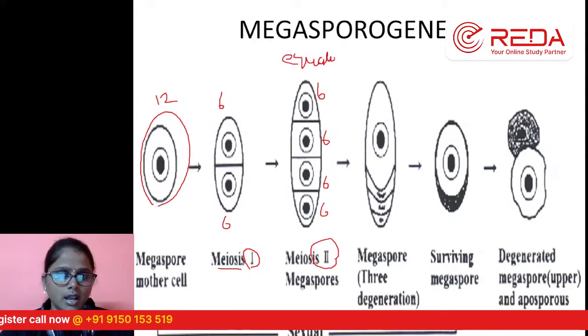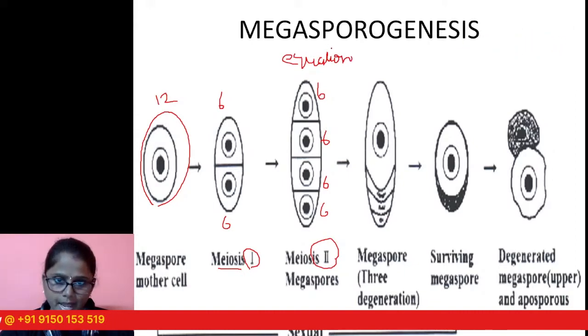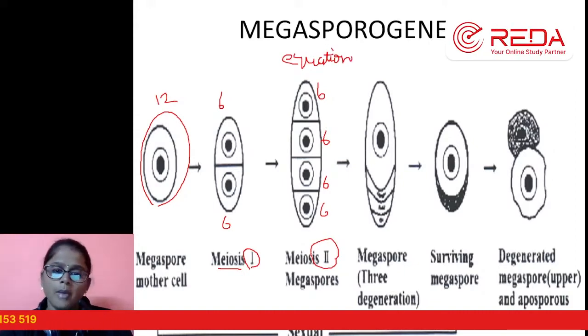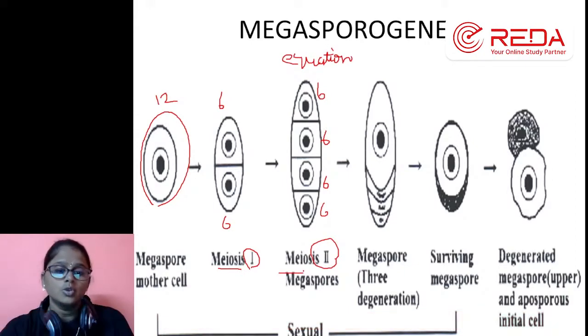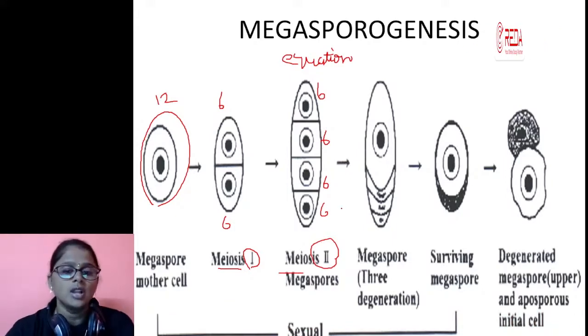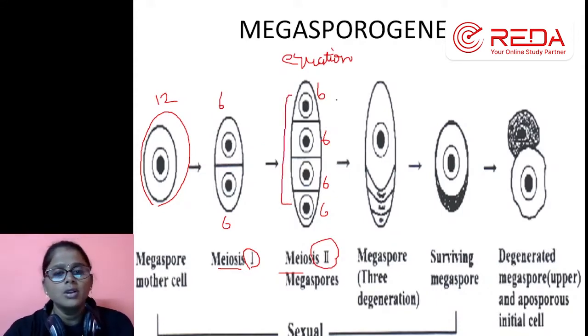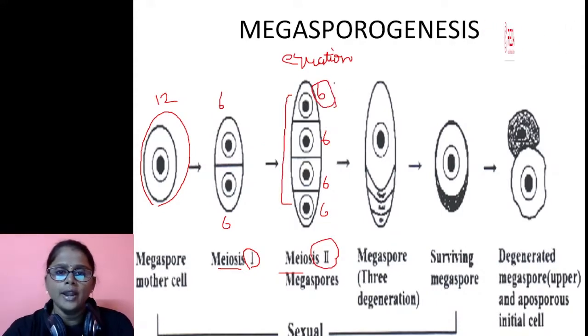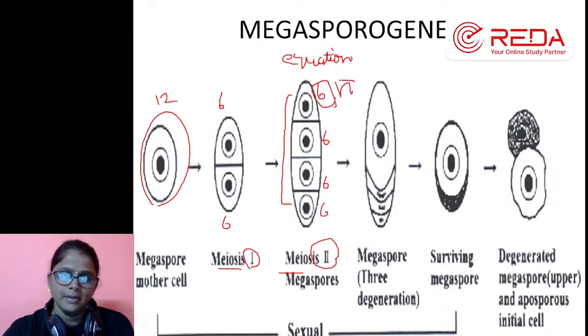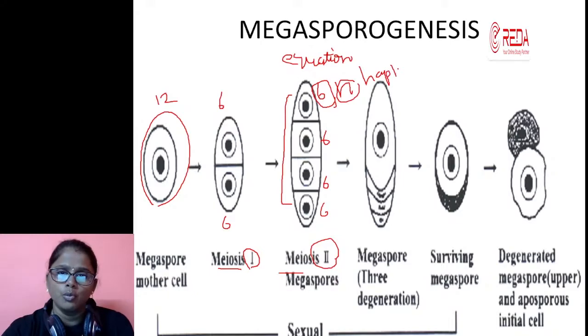Ena inga enna nadakkala, reduction nadakkala, appadi exact copy vandu form aagudhu, ana idu meiosis process. So you are calling them as a equational meiotic division. So to become 4, four a marriage, okay va. So all are having haploid number of chromosome n, they are all having a haploid number of chromosome.